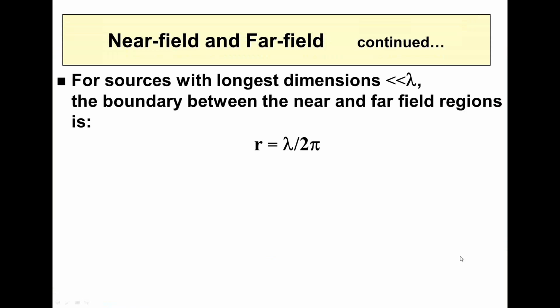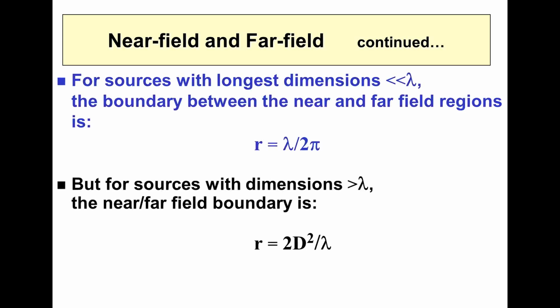We have a couple of equations that tell us where to draw the line between the near field and far field. If we have a source which is much smaller than the wavelength at the frequencies we're interested in, then the boundary between the near and far field is lambda over 2 pi, roughly a sixth of the wavelength. So the higher the frequency, the closer the near field, far field boundary is.